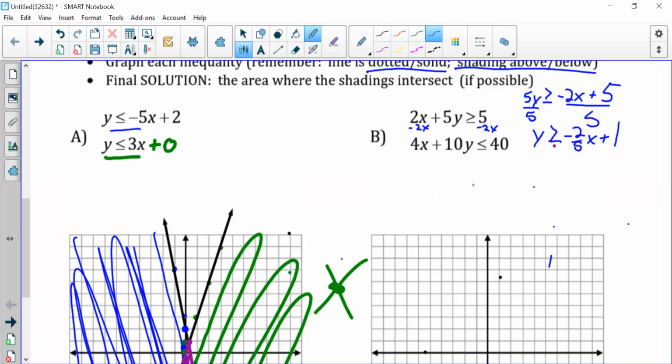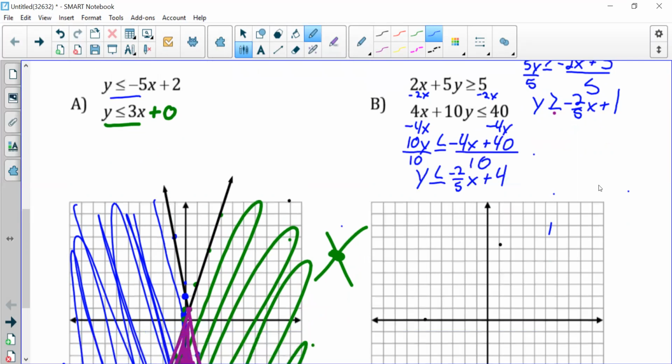Let's do the other one while we're here. Subtract 4x from both sides. So 10y is less than or equal to negative 4x plus 40. Divide both sides by 10. So y is less than or equal to negative 4/10 x plus 4. Let's go ahead and reduce that to negative 2/5 x plus 4. All right, and then let's graph it.